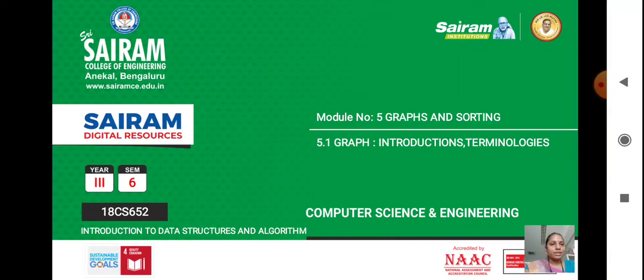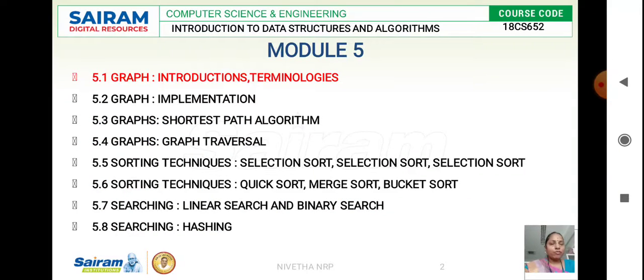Today we are going to start with the fifth module, which is about graphs and sorting. The first part of our fifth module will be about graph ADT, and the second part will be about the sorting techniques and the searching we have in a data structure. Today we'll start with the first session about the introduction to graph and the terminologies we have in a graph.